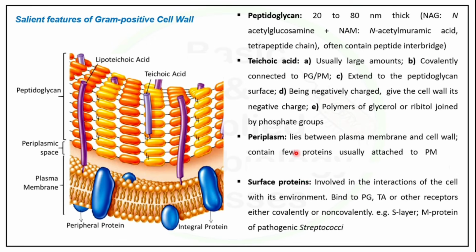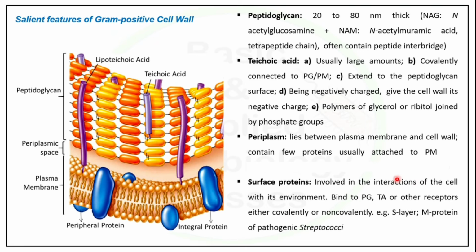Let's see the last heading, surface proteins. You should know that the cell wall of gram-positive bacteria also produces some surface proteins which are involved in the interaction of the cell with its environment, right? Binding to peptidoglycan, teichoic acid or other receptors either covalently or non-covalently. So what I mean to say here is that gram-positive bacteria produce some surface proteins, and those surface proteins help the bacteria interact with its environment.